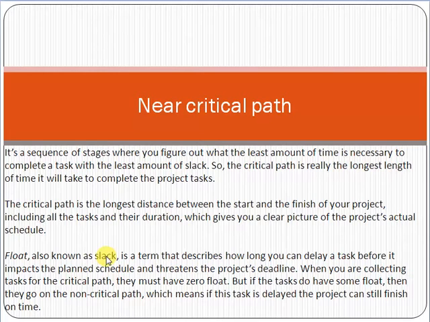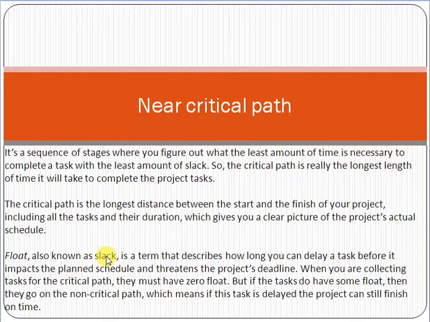The purpose of making this video is just to explain the project management concept of near critical path in a very simple, easy to understand way, so that everyone can understand. If you are a student studying project management in university, or you are planning to give the PMP exam, I'm hopeful that this video can be very helpful for you.